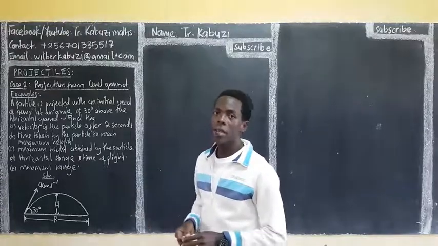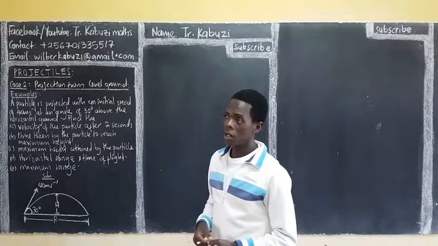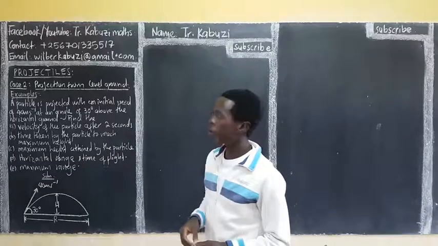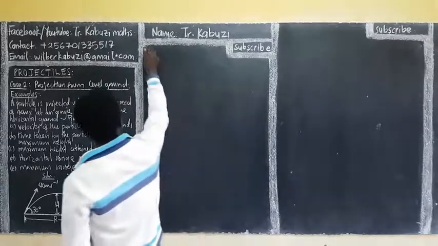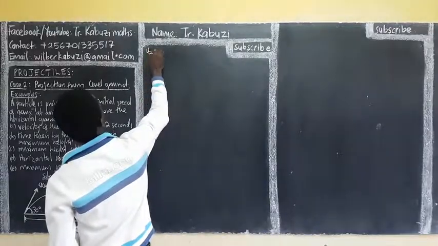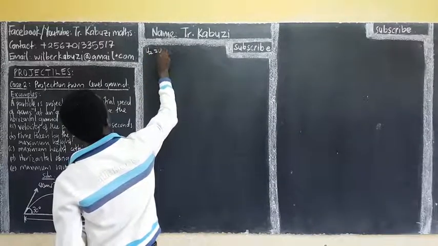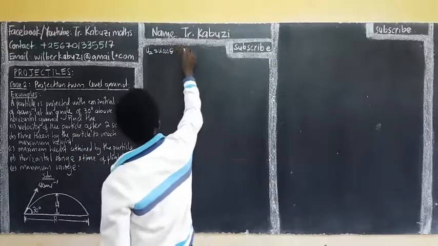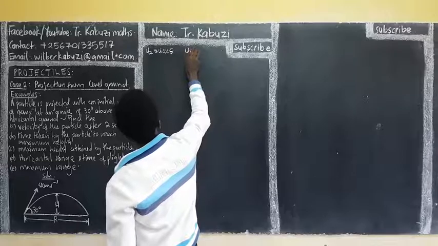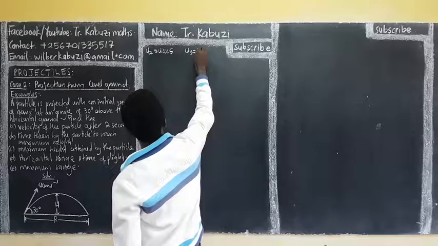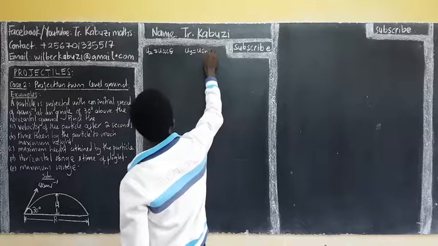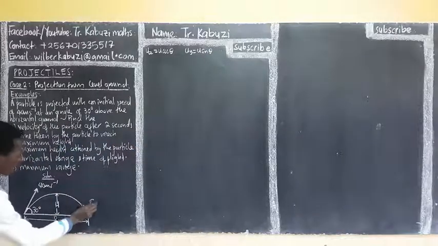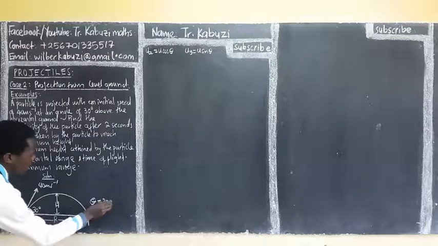Whenever you see this question, start by getting our horizontal initial velocity and then also the vertical initial velocity. Remember, our ux is always given by u cos theta, and our uy is given by u sin theta. So you start from here, our theta is 30 degrees.